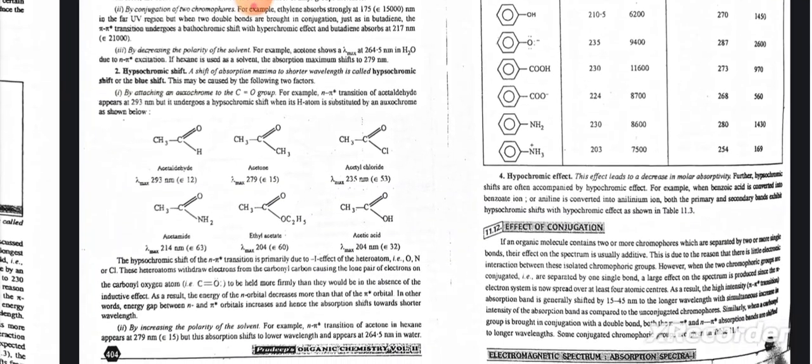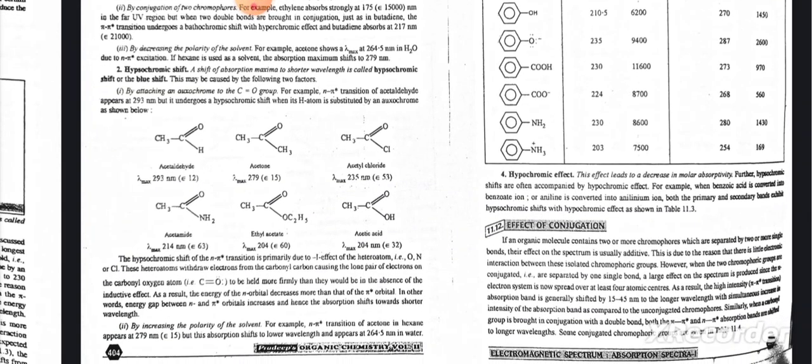By decreasing the polarity of the solvent, for example, acetone shows a lambda max at 264.5 nanometer in H2O due to n to pi star excitation. If hexane is used as a solvent, the absorption maximum shifts to 279 nanometer.